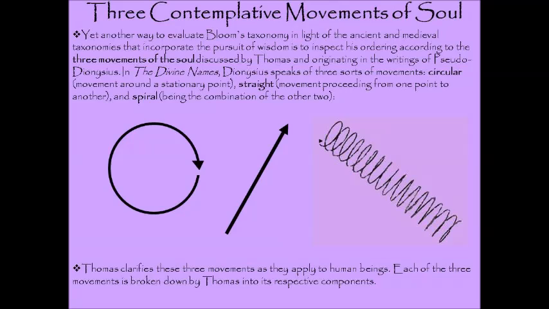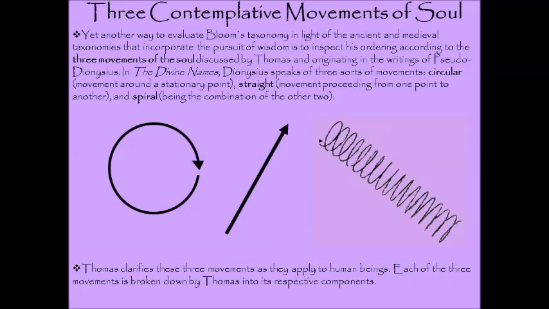Yet another way to evaluate Bloom's taxonomy in light of the ancient and medieval taxonomies that incorporate the pursuit of wisdom is to inspect his ordering according to the three movements of the soul discussed by Thomas and originating in the writings of Pseudo-Dionysius. In the Divine Names, Dionysius speaks about three sorts of movements: circular, that is movement around a stationary point; straight, movement proceeding from one point to another; and spiral, being the combination of the other two. Thomas clarifies these three movements as they apply to human beings.